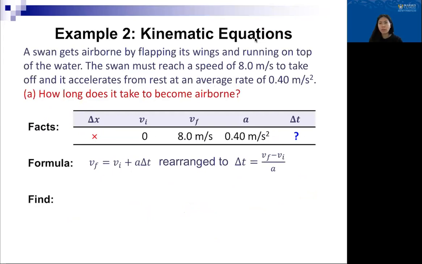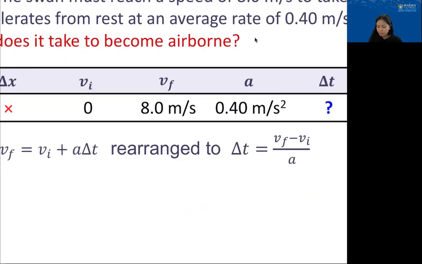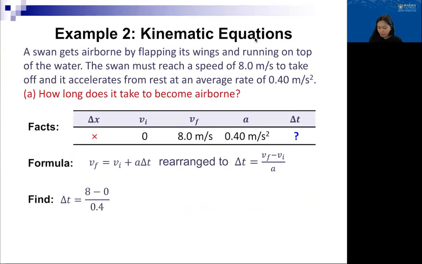Okay, so let's go back to our problem with the swan. We wanted to find delta t, and so we now had this rearranging of delta t. Okay. Delta t equals VF minus VI over A. VF is 8, from the table of facts that we've filled out earlier. The initial velocity is 0 and the acceleration is 0.4, giving you delta t of 20 seconds.